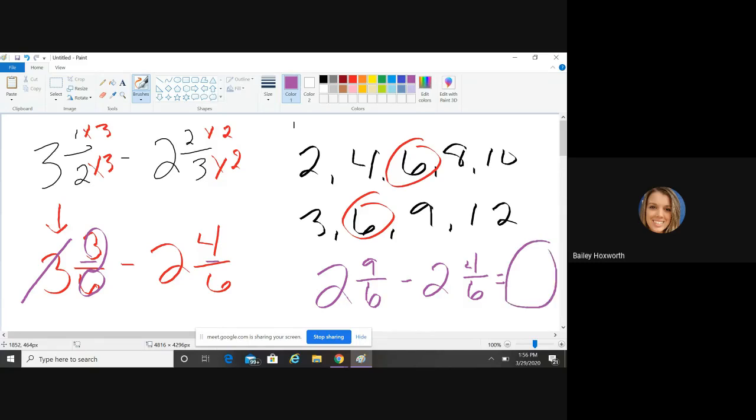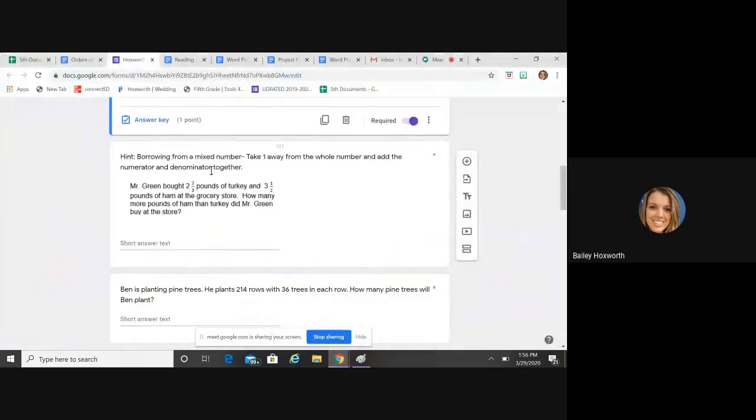So this is your job to solve. 2 and 9/6 minus 2 and 4/6. What's your answer? And you're going to type that in here.